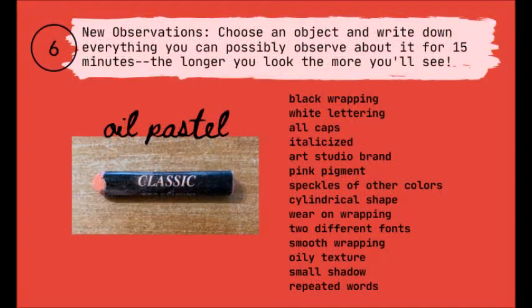Activity number 6 is called New Observations. Choose an object and write down everything you can possibly observe about it for 15 minutes. The longer you look, the more you'll see.